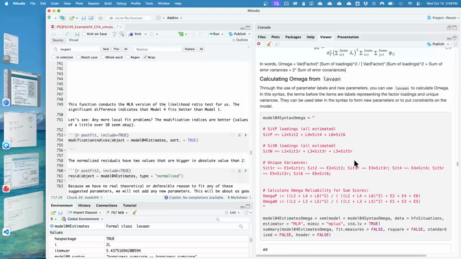But here, it's loading squared over loading squared plus unique variances plus any residual covariances. What this is doing is, I remember in path analysis, I had to label my parameters to do indirect effects. I put labels on all of my parameters here. The loadings have an L, the errors have an E, and then with those, I use that to calculate my reliability. So my colon equals is my defined variable.